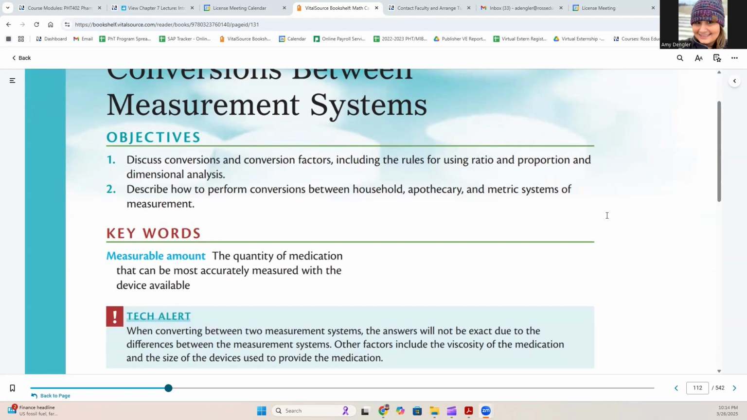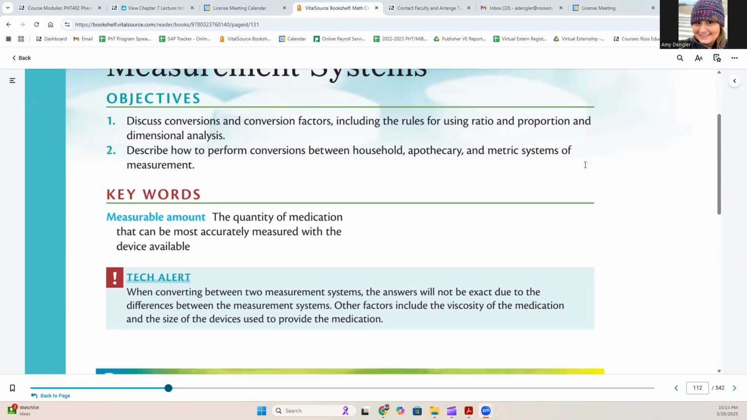We just have one keyword for this chapter, so we'll talk about it right now: measurable amount. It is the quantity of medication that can be most accurately measured within the device available. And just a tech alert: when converting between two measurement systems, the answers will not be exact due to the differences between the measuring systems. Other factors include the viscosity of the medication and the size of the device used to provide the medication.